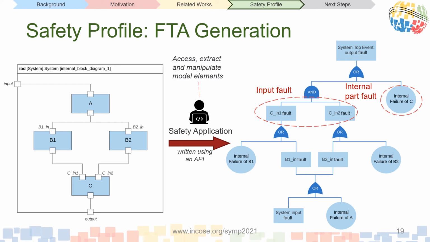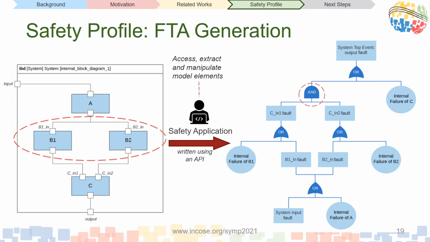For an internal block diagram that has redundant components, an AND logic gate can be used to represent that all redundant components must fail for the next component to fail. And by using this logic, a simple internal block diagram with entry, exit, and redundant components, like what is shown on the left here, will result in the corresponding fault tree as shown on the right.